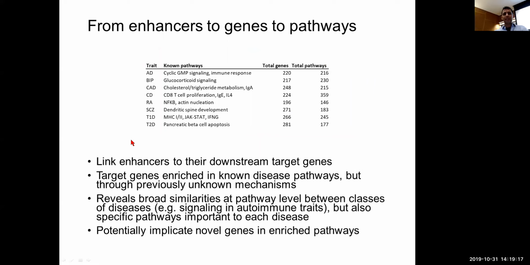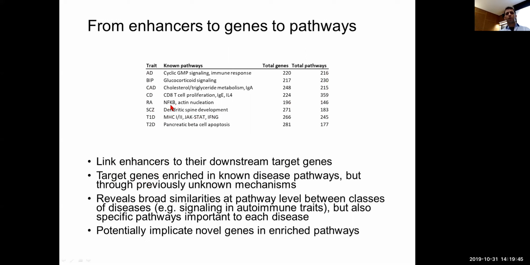So you can basically link enhancers to predicted downstream target genes, and then ask, are those target genes enriched in common pathways? And indeed, what you're finding is that there are hundreds of enriched pathways for many of these traits. So if you look at each of those traits, for schizophrenia, it's dendritic spine development. For type 1 diabetes, it's the major histocompatibility complex.